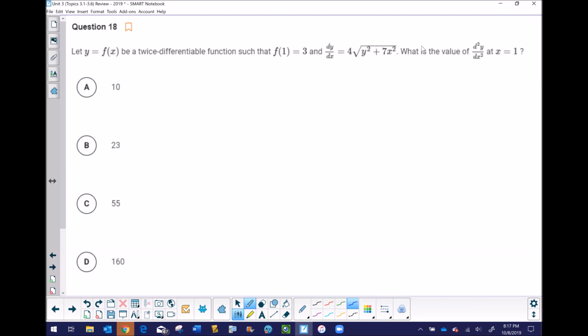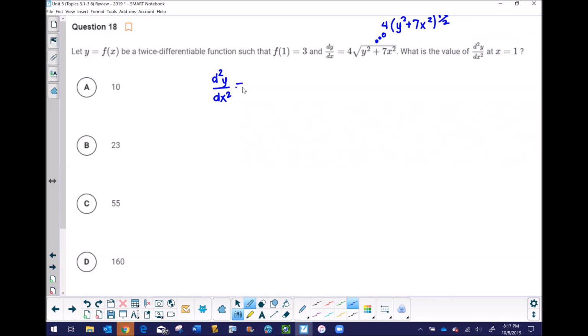Oh, this is interesting. It's an implicit second derivative, but they did us a favor, you guys. They got us started. We already have the first derivative. We just have to take the derivative of this derivative. All right. So if this thing is having a dream, it's going to be thinking of calling itself 4 quantity y squared plus 7x squared, all raised to the half power. All raised to the 1/2. Let's see if we can write 1/2. There we go. That's close enough, right?